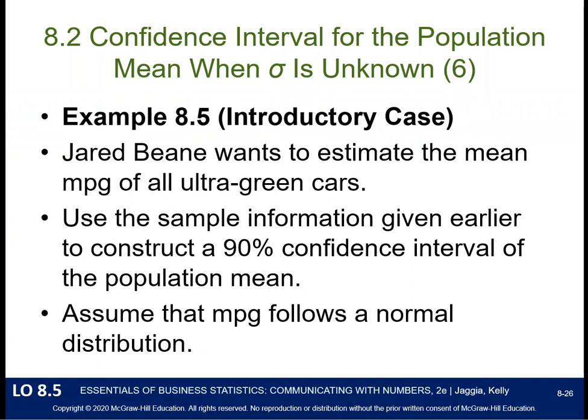So let's go back to that introductory case where we were talking about the miles per gallon of the ultra green cars. Using the data that we were given earlier, which again is in your Excel spreadsheet for Chapter 8 on the worksheet titled MPG, let's construct a 90% confidence interval of the population mean. I know our sample size is only 25, so it doesn't meet that central limit theorem rule, but we're told to assume that the miles per gallon does follow a normal distribution. So we can go ahead and do that.